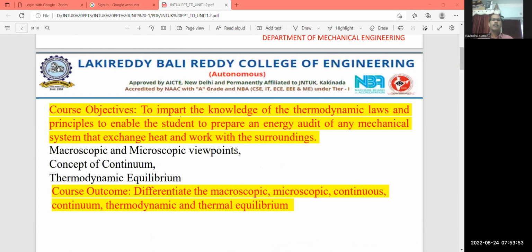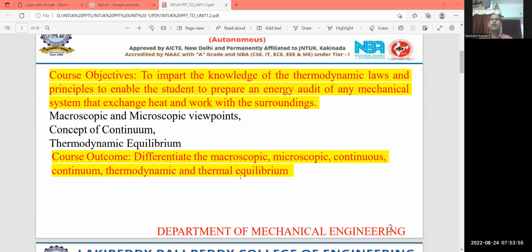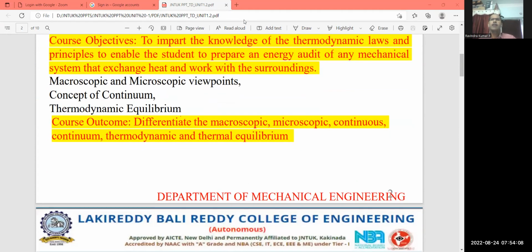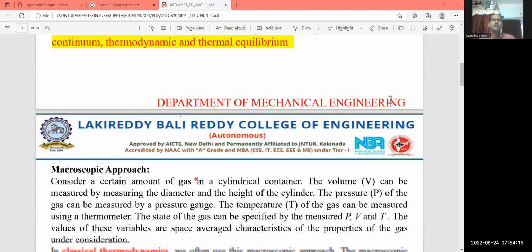The outcome from this topic is to differentiate the macroscopic and microscopic points. What is the difference between continuous and continuum? Thermodynamic and thermal equilibrium. These are the topics I am going to discuss for today's class.